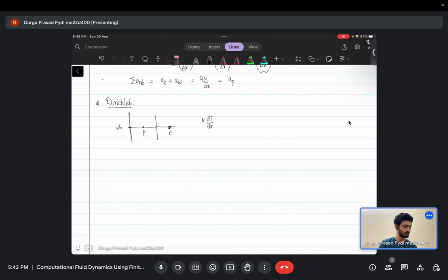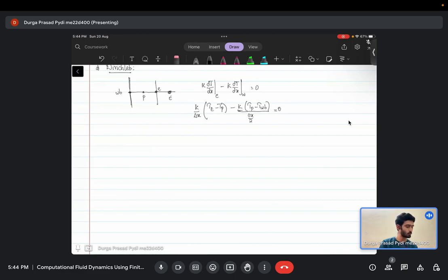So dT/dx over the east face, this is my east face, minus dT/dx over the west face should be equal to 0. On the east face it is straightforward, we just take a linear profile assumption, so we get T_E minus T_P. And on the west face, now we have a Dirichlet condition, so we will be taking T_P minus T_west boundary, and instead of delta x we just have a half cell, so it will be delta x over 2, equal to 0.